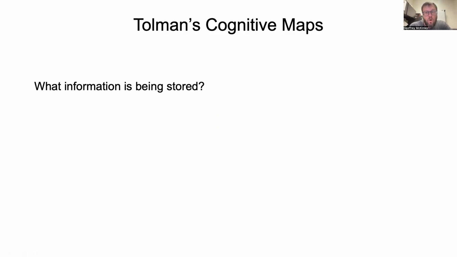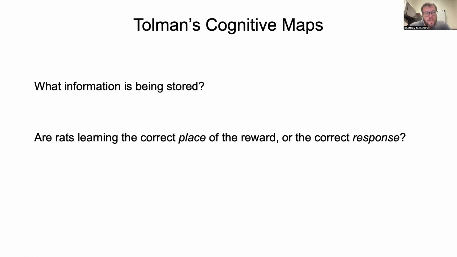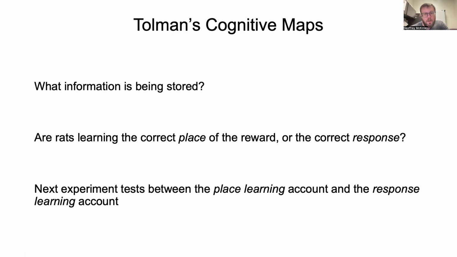So, for example, if you're a rat, you might go, hey, if I walk this much and then I turn right and then I walk this much and I turn left, those would be the sequence of responses that might be stored. And the idea is that they're either learning the correct place of the reward, irrespective of what responses are required, or they are learning the correct responses. So in the next experiment, we'll test the place learning account and the response learning account.